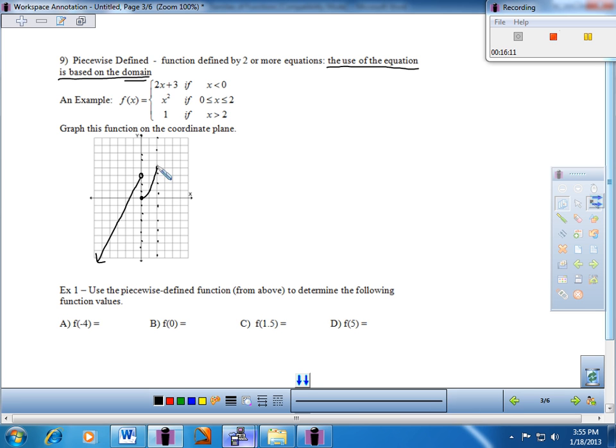Okay, good. Notice so far, everybody, it's passing that vertical line test. As I said, it is a function, so it should. Draw a vertical line anywhere, and it's only going to pass through one point.